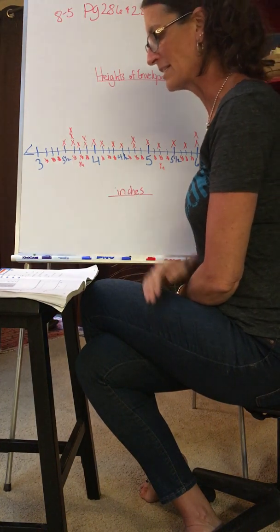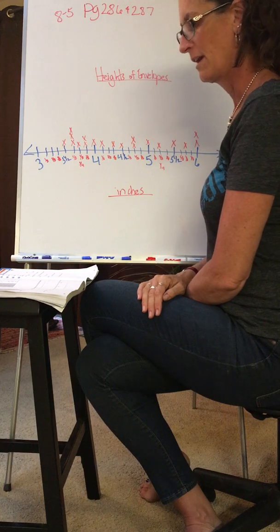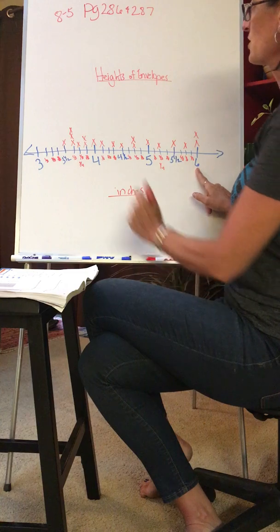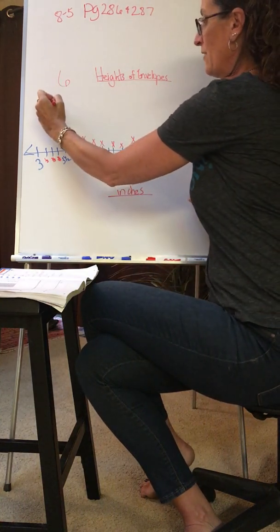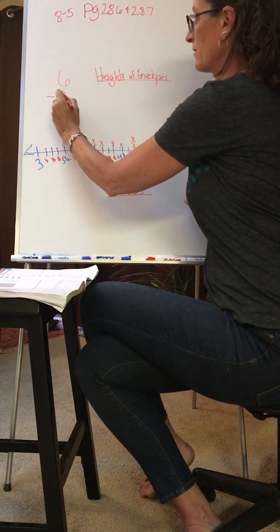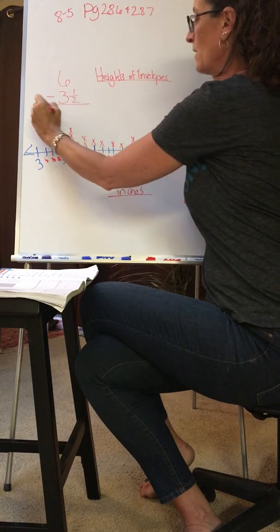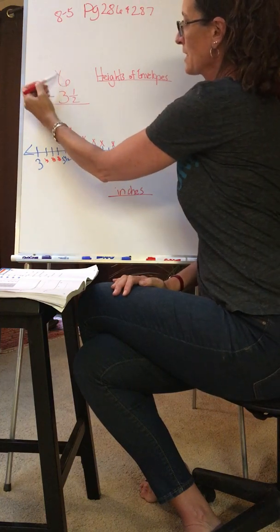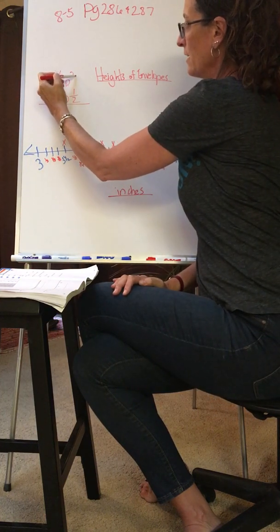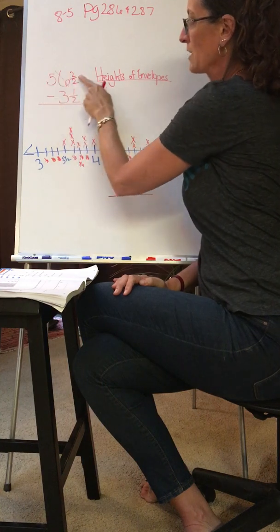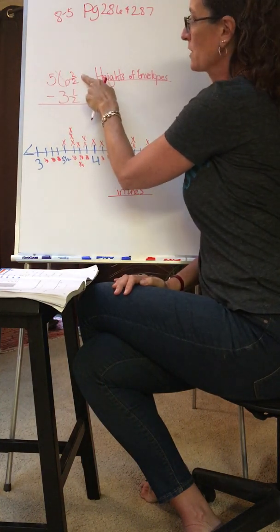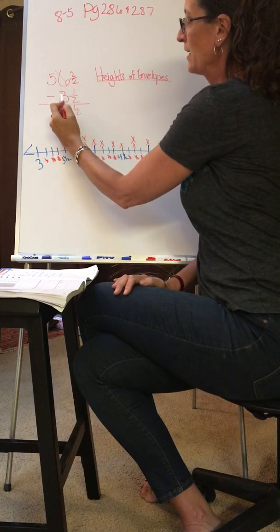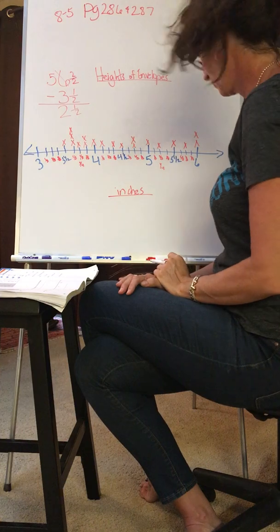Okay, number 4. What is the difference between the largest and the smallest heights? So we need to find the difference, and we know that's subtraction. So the largest is 6, and the smallest is 3.5. And when I do my subtraction, I know I need to get some halves. So I'm going to borrow from my 6, and it's going to become a 5 and 2 over 2, 2 halves, because we know that's 1 whole. And 5 and 1 whole is 6. So 2 halves minus 1 half is 1 half. 5 minus 3 is 2. So we have 2.5.